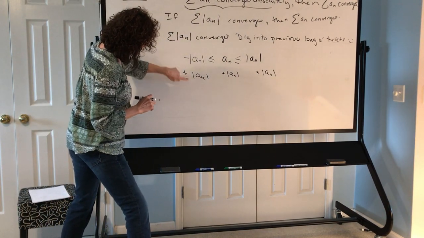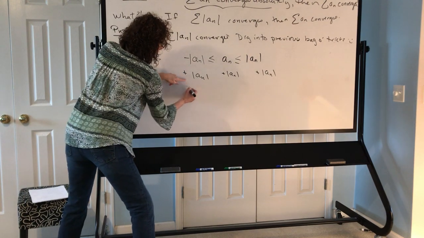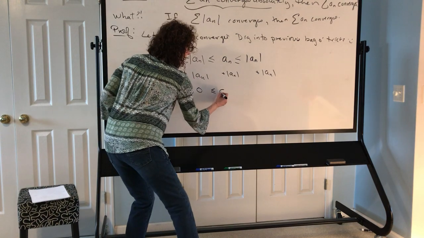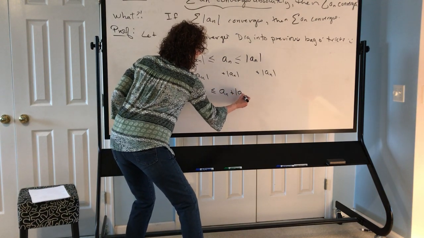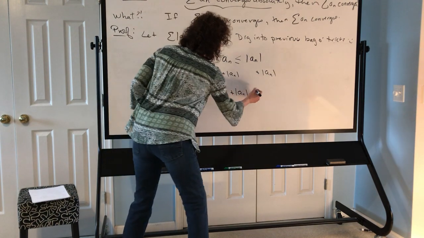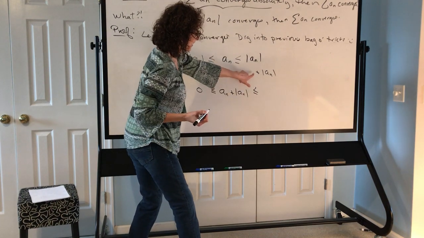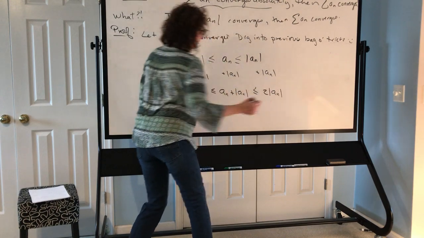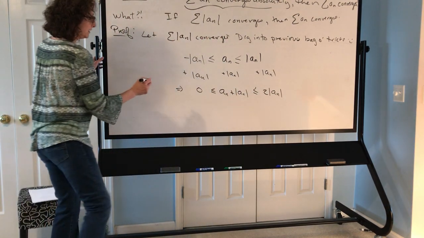So if I do this plus this, what do I get? Good. 0 is less than or equal to what? Well, I have a_n plus the absolute value of a_n, right? And that's less than or equal to what? Absolute value of a_n plus absolute value of a_n is how many? Good. 2 absolute values of a_n, right? So this is the inequality.